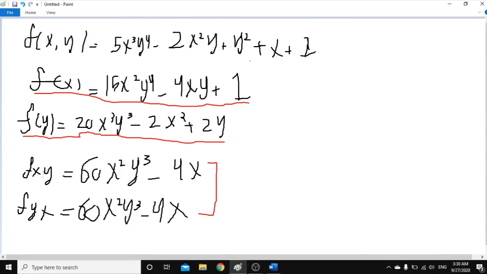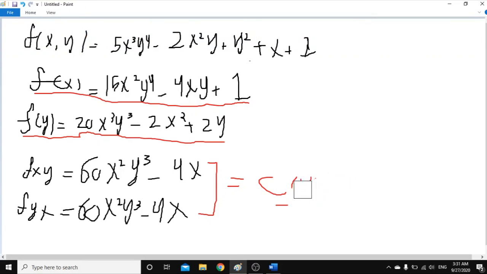f_xy and f_yx, they are equal, which means they are continuous functions. This is the concept of the second or higher order partial derivative. Okay, let's take another example.